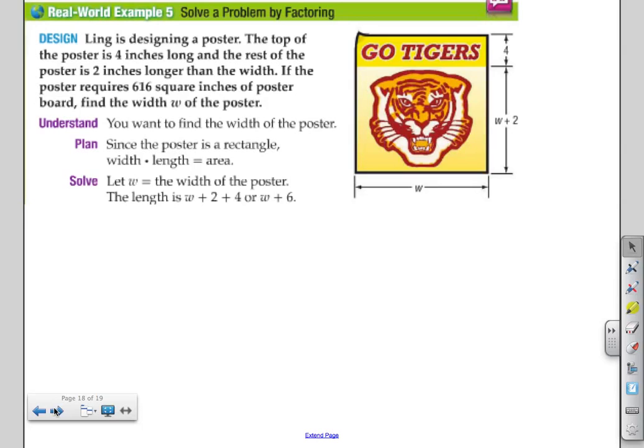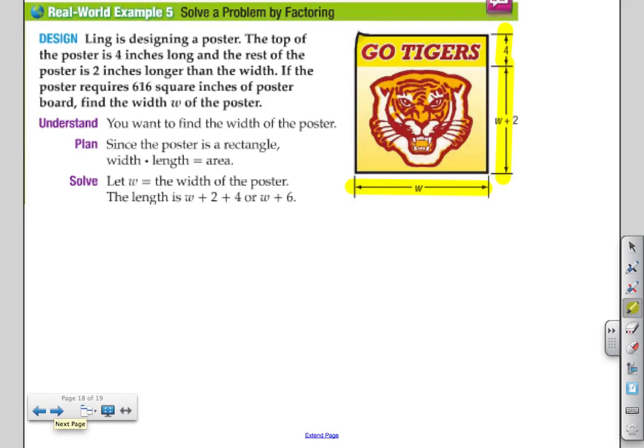Yes, we're going to do a word problem. Of course. Who said no? Ling is designing a poster. The top of the poster is 4 inches longer than the rest of the poster, which is 2 inches longer than the width. Okay, so here's our width. The length is the width plus 2 plus 4 more inches, all right?